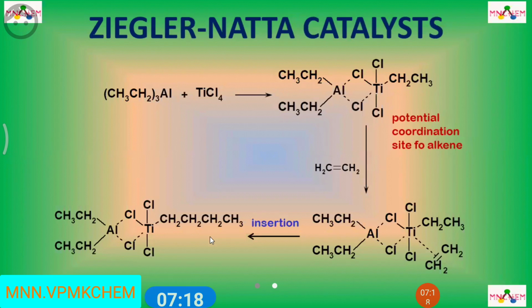Similarly, steps number 2 and 3 are repeated many times, and every time the C2H4 unit goes on adding to this polymeric chain. So this is how the addition polymer is formed, or we can say the chain growth polymerization process takes place with the help of Ziegler-Natta catalyst.